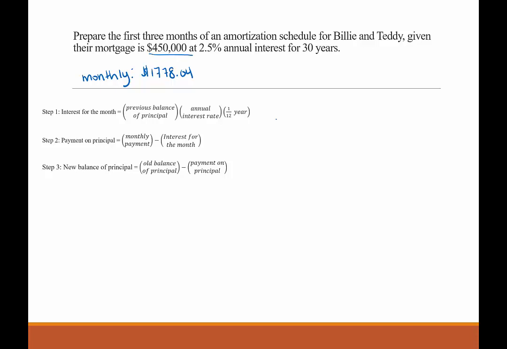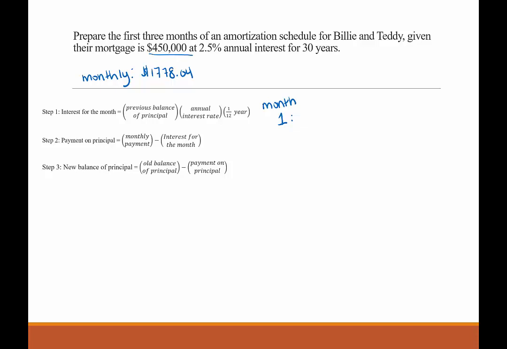Okay, so the previous balance, if this is the very first month, then the previous balance is just the amount of the mortgage. So for month 1, I'm going to label this month 1. And you want to make sure you have a calculator handy. So if you need to, pause the video, find a calculator, because you definitely want to make sure you can do the calculations with me.